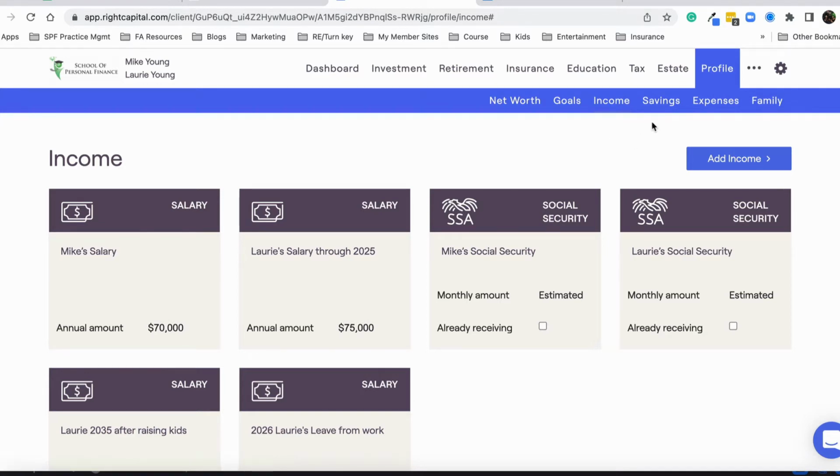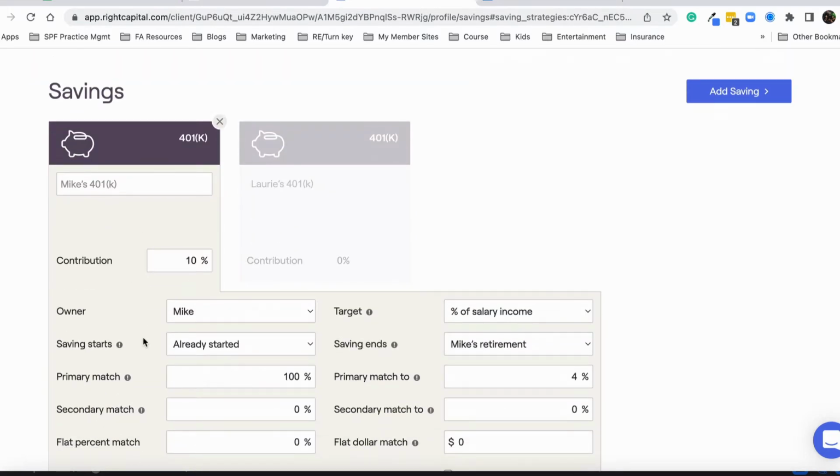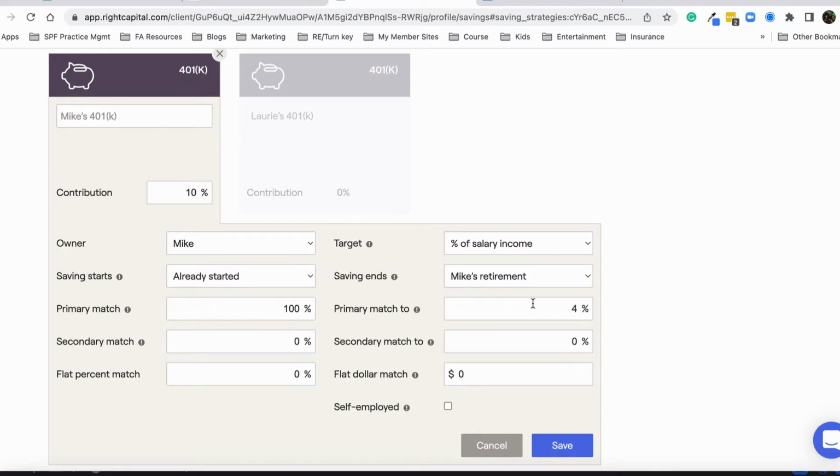So for savings, Mike is contributing 10% into his 401k. Lori's not currently contributing. So for Mike's 401k, he also gets a match up to 4%. So they do 100% up to 4% of his salary as an employer match. So that's a nice match.